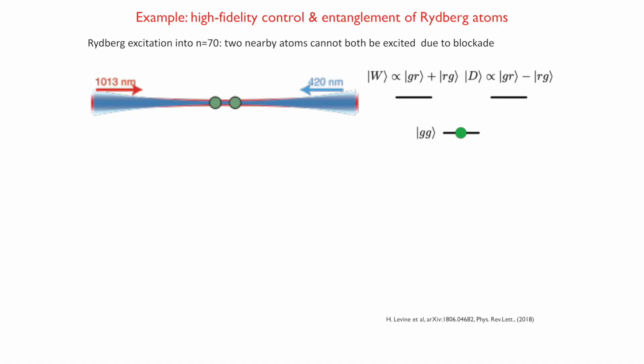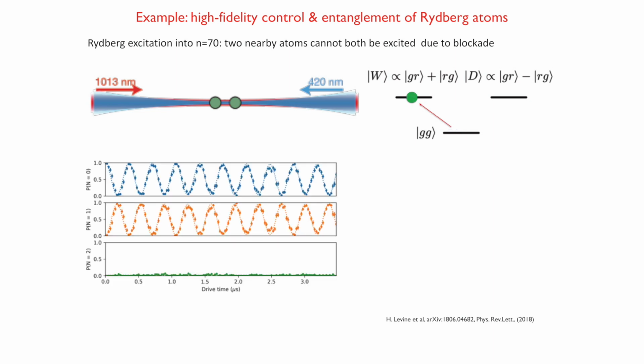So here is just one example where we prepare an entangled state. In this case, we start with an atom pair and try to excite it into this Rydberg state. But if the atoms are close to each other, you can only create one excitation. And you can actually verify that. So here, for example, the probability of two atoms is literally 0. And then, in this one excitation, you create this so-called Bell state.